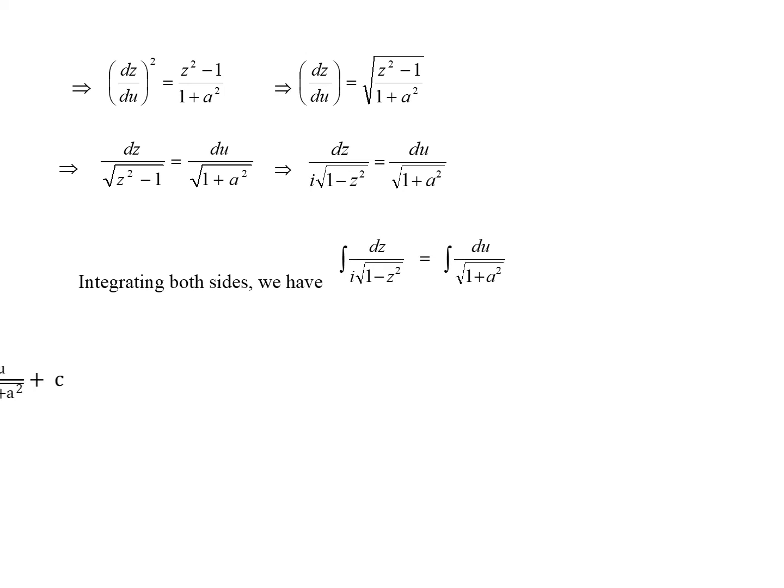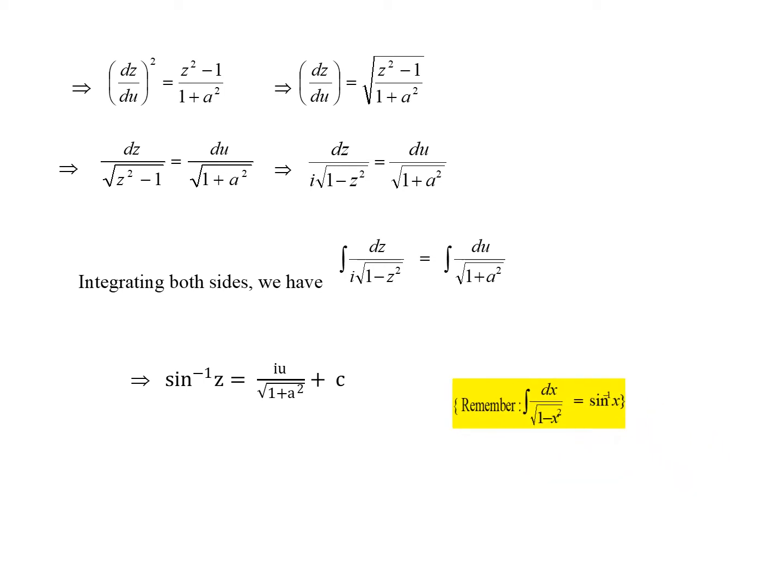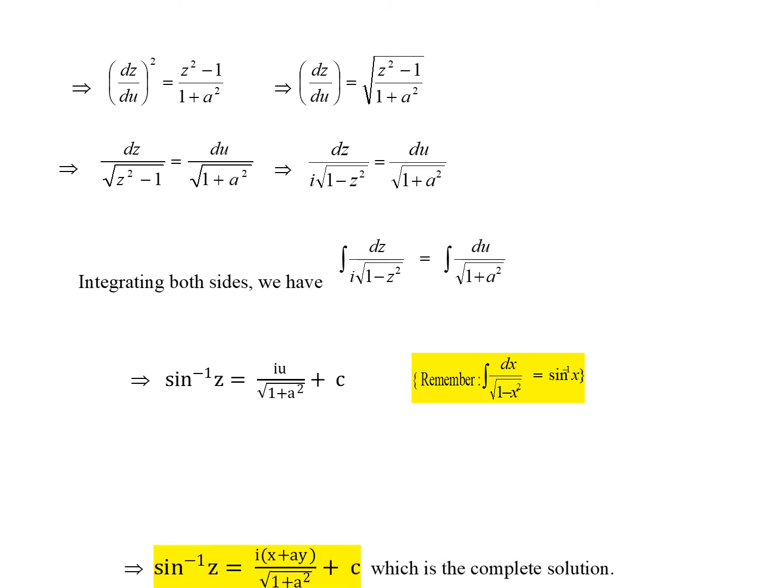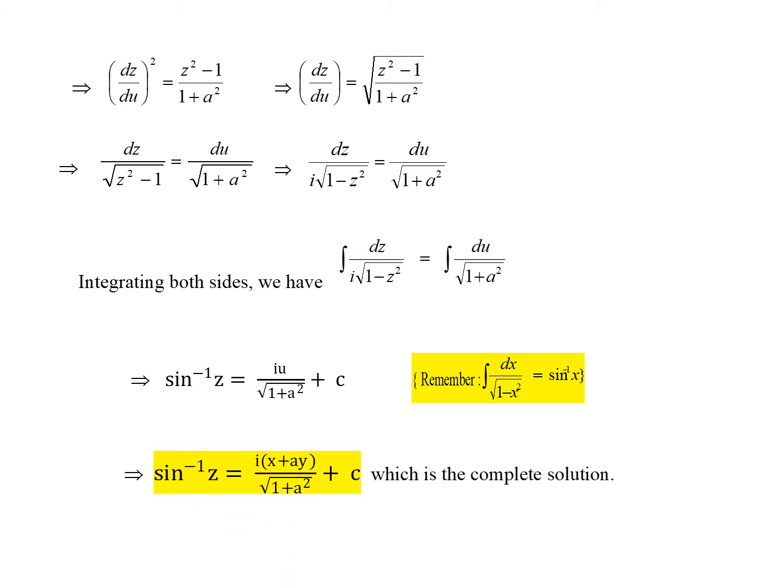So we have integral of the left side equal to integral of the right side. If you remember a famous formula of integration, integral dx by root of 1 minus x squared is sine inverse x, we have the answer of this integration as sine inverse z equal to, on the right side, integral du is just u divided by root of 1 plus a squared, plus c. Of course, I have taken this i term to the right side. Hence, this is the complete solution after replacing u as x plus ay, because we have only two arbitrary constants.